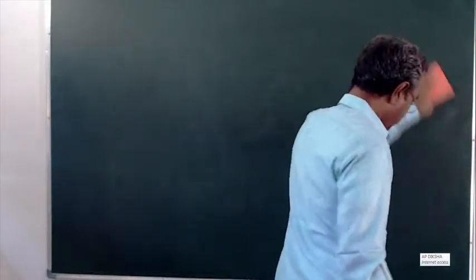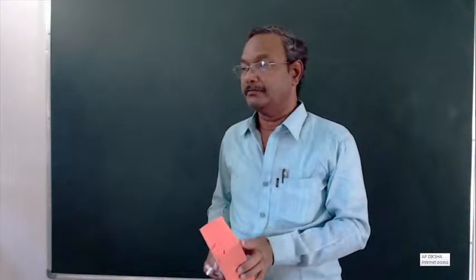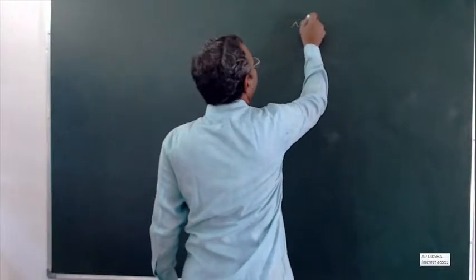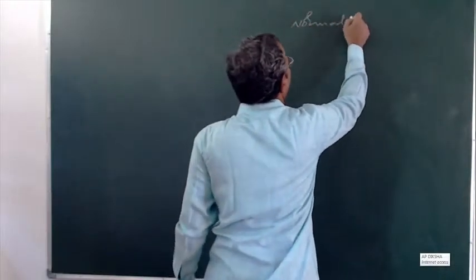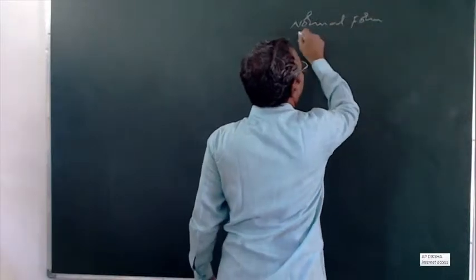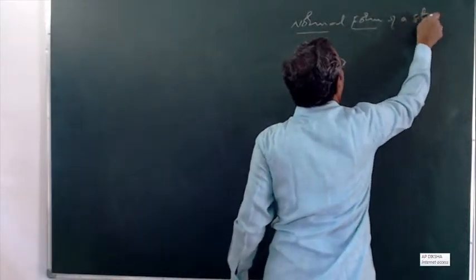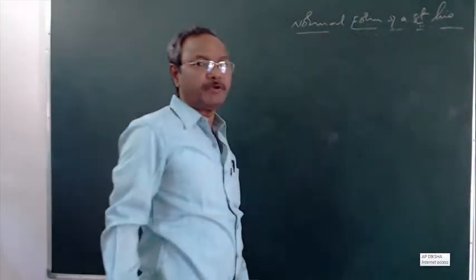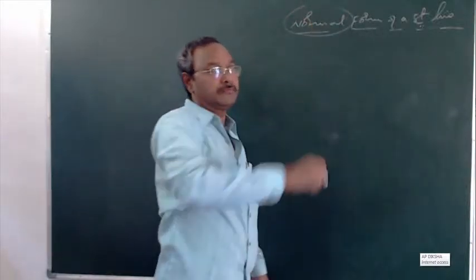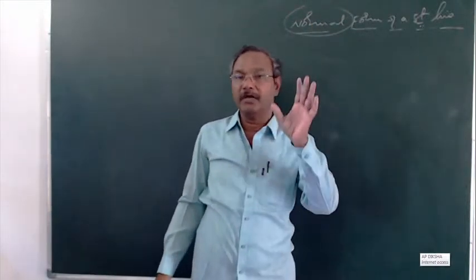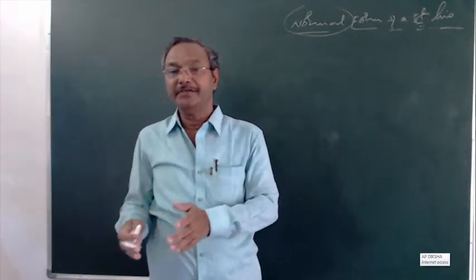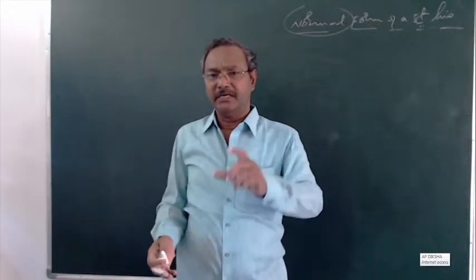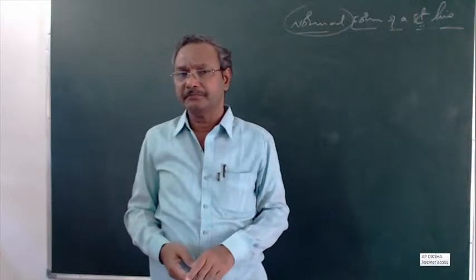Let's discuss the normal form of a straight line. What is the equation of this straight line in the normal form? A normal means perpendicularity. A normal to a straight line is a perpendicular to the straight line. So normal in the sense that it is a line segment perpendicular to something.